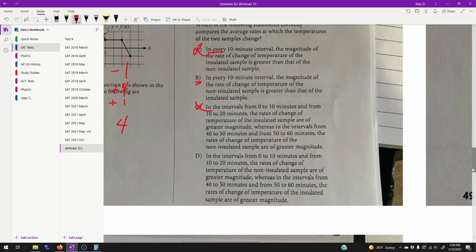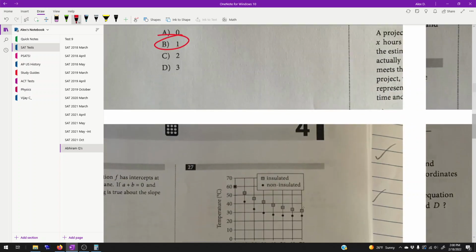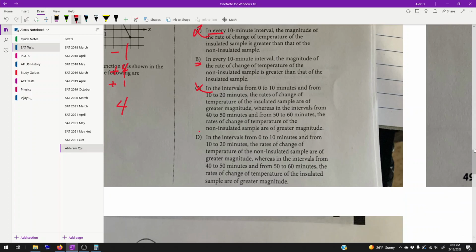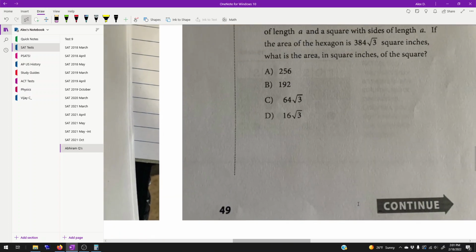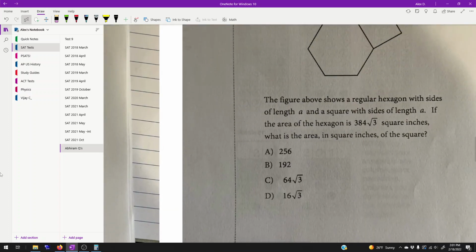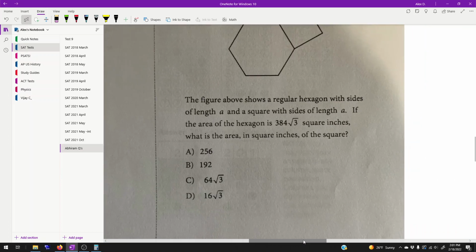So for the first two intervals, the change of the non-insulated is greater magnitude, whereas the other way, the insulated is of greater magnitude. And that's totally what we observed, is that the non-insulated does have a greater drop than this for those first two intervals. Whereas everything after that, the insulated has a greater drop because it has not yet reached room temperature. So it must be D. Be wary of things that speak in absolutes: all, every, none, each. These absolute statements you want to be quite wary of.